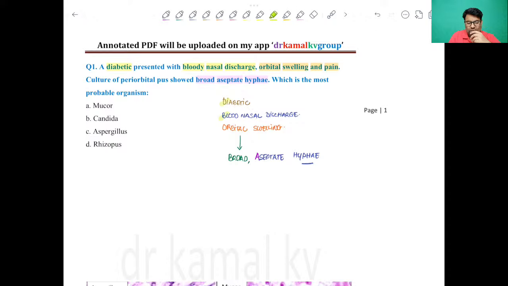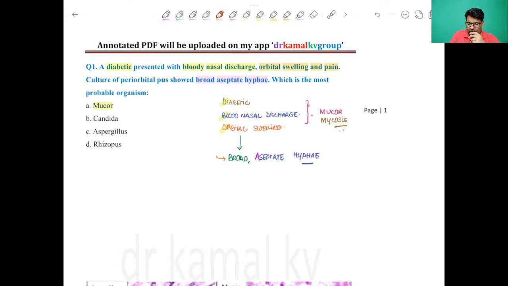involvement of the face in terms of nose or periorbital region, you should make a diagnosis of mucormycosis. Clear? So if you have this kind of presentation, make a diagnosis of mucormycosis, and the causative agent of mucormycosis is Mucor. And Mucor has to be differentiated from aspergillus, and we differentiate it by the way of the hyphae.